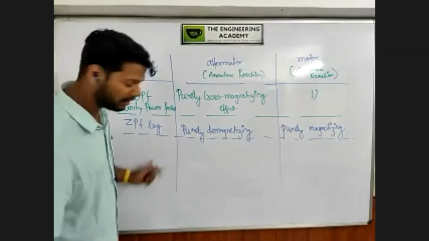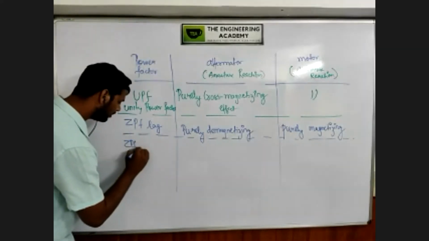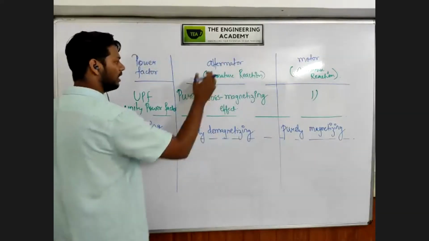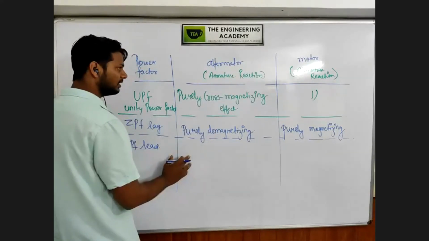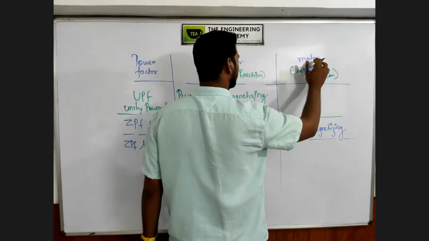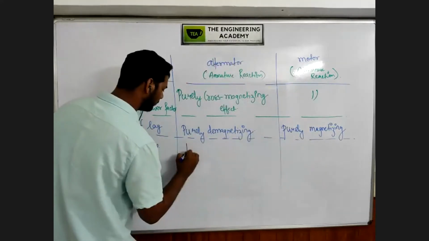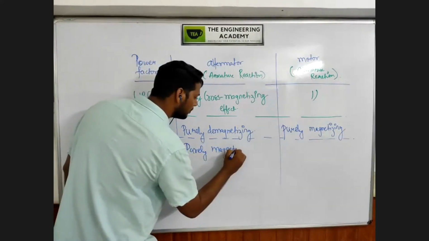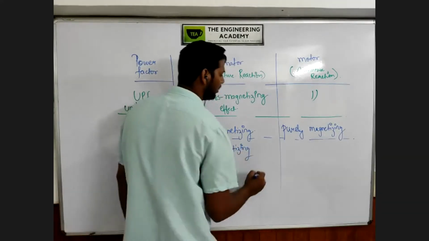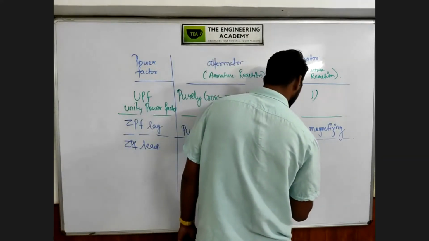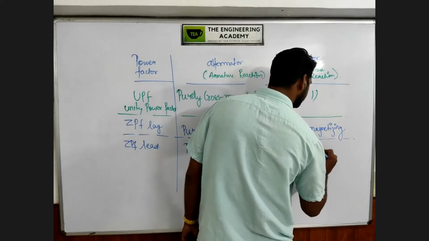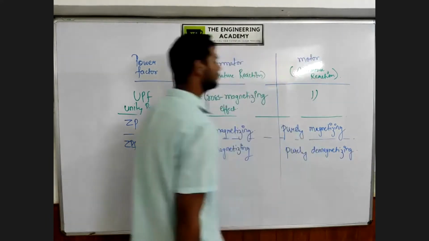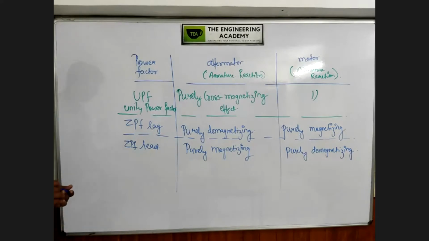Now ZPF lead. When power factor is ZPF lead, then the inverse will come. Armature reaction experienced by alternator is purely magnetizing, and armature reaction experienced by motor is purely demagnetizing. So here will come purely magnetizing, and here will come purely demagnetizing.